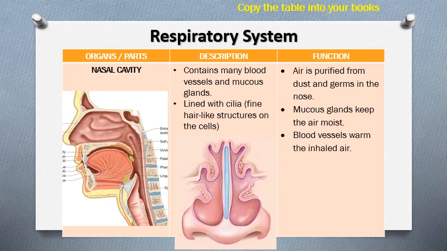Okay, so the blood vessels warm the air, the mucus glands moisten the air, and then there's these fine hair-like structures called cilia. So along the mucous membrane, it's lined with cilia. Cilia are just fine little hair-like structures. They're not nose hairs, so we have nose hairs as well. We also have over and above those nose hairs these tiny little cilia, and those cilia trap dirt and dust, pushing it away from our respiratory system.